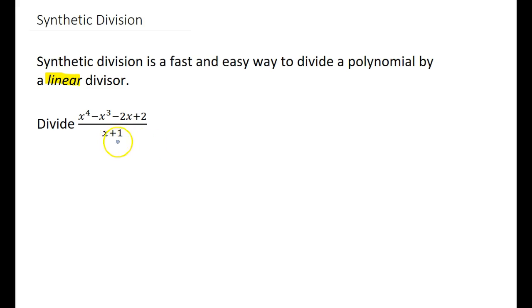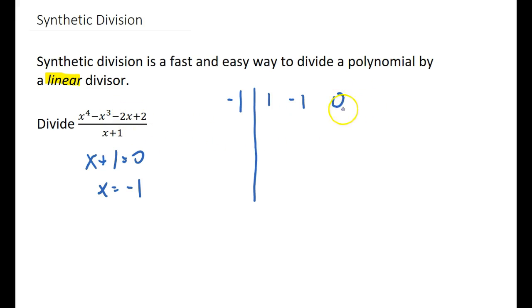I have x plus 1 as my divisor. If I set that equal to 0, that means x has to equal -1. So I'm going to put -1 right there. I'm going to draw a line, and then I'm going to put the coefficients of my dividend here. Okay, so I've got 1, -1, 0, because I don't have an x squared term, so I have to fill that in, -2, and 2. I leave myself some space, then I draw a line like that.